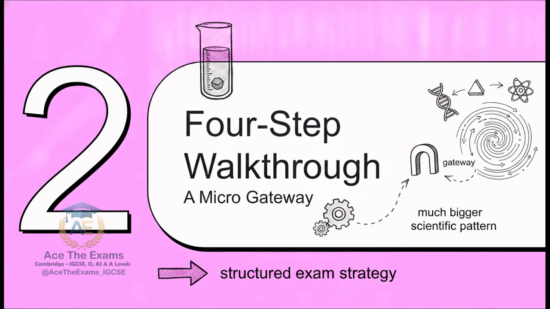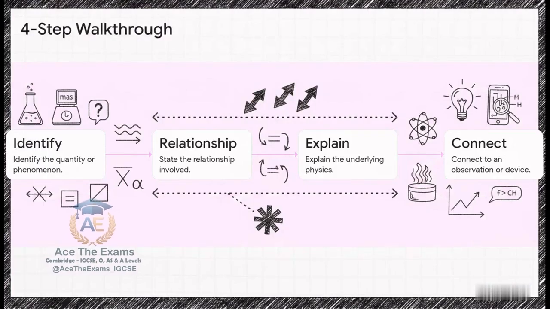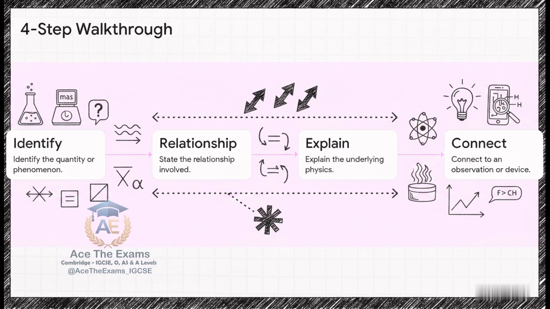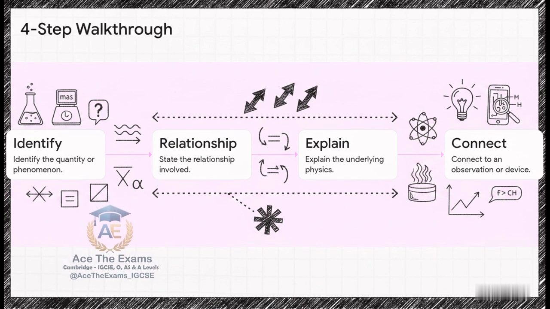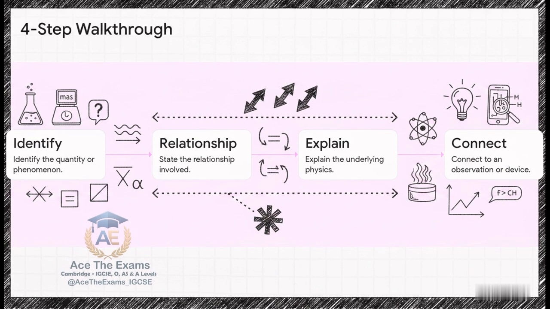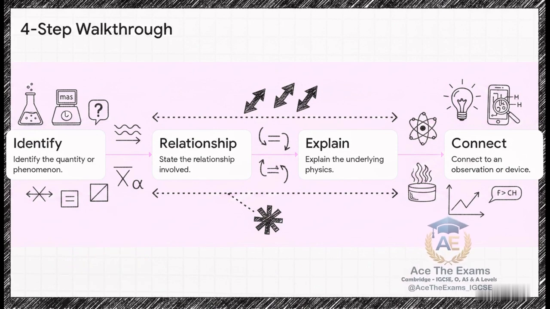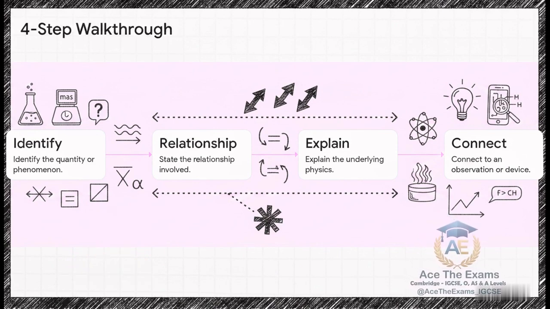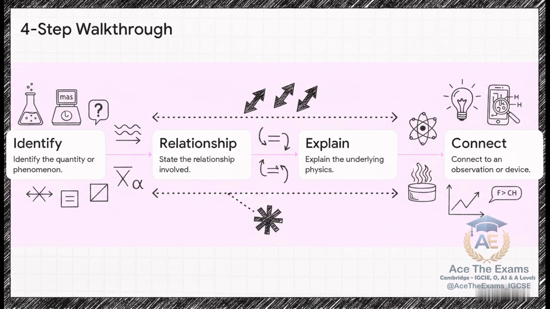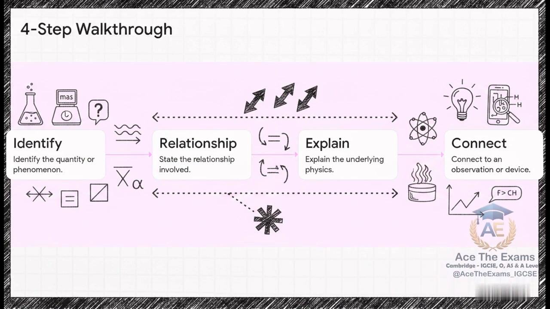This is the 4-step walkthrough. Okay, so understanding volume and density is really like a gateway into a much bigger scientific pattern. To truly master it, you want to follow these 4 linked steps. Step 1, identify the specific quantity or phenomenon you're dealing with. Step 2, state the relationship involved. Step 3, explain the underlying physics. And Step 4, connect it all to a real observation, experiment, or device.